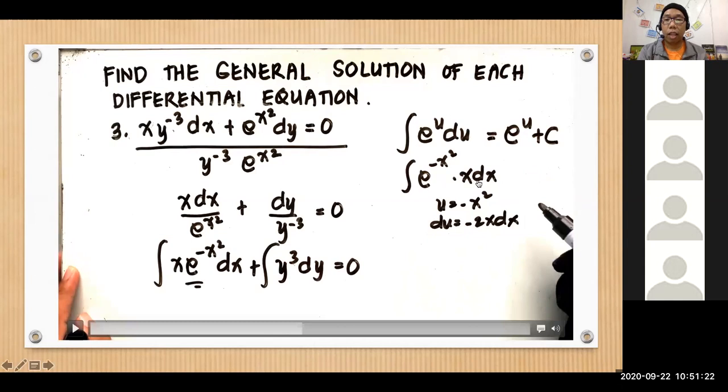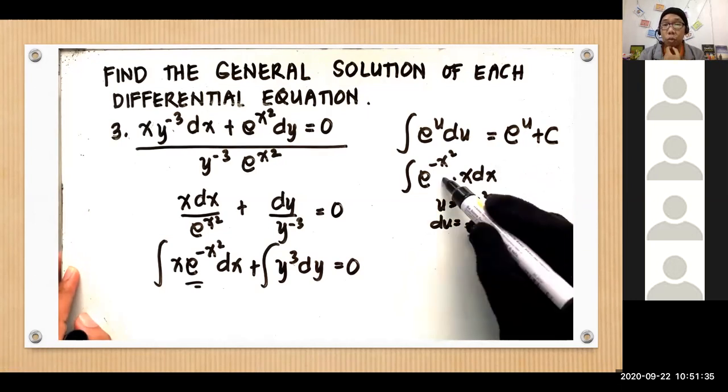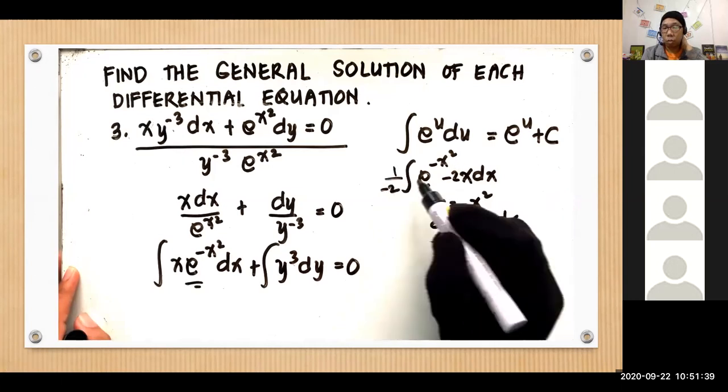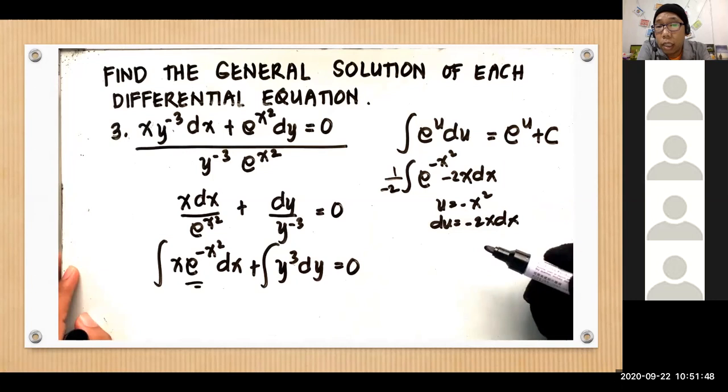Diba? Ano yung kulang para masatisfy niya yung differential nito? Kailangan mo ng minus 2. Diba? Kailangan mo ng minus 2. So, pwede kang mag-introduce ng neutralizing factor. You can put minus 2 there. And then, sa labas ng integral symbol, so pwede mo i-divide by minus 2. Nakuha? Opo.